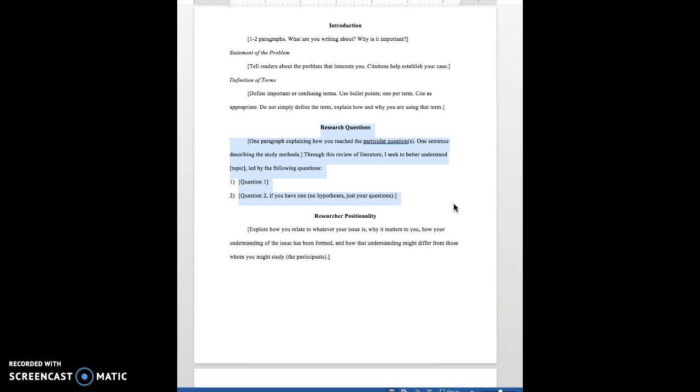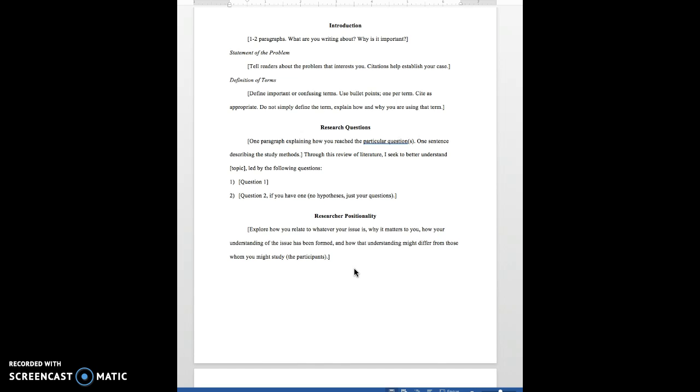Beneath the definition of terms, we see the research questions section. You've all written about your research questions. Remember to include that 1 paragraph explaining how you came to these questions. You can talk about your own anecdotal experience here. You can also talk about the process of forming your questions over the course of this semester. You do not need to include your hypotheses here. This is not an actual research study. This is just the proposal stage. This is where you're thinking about what those questions might be.